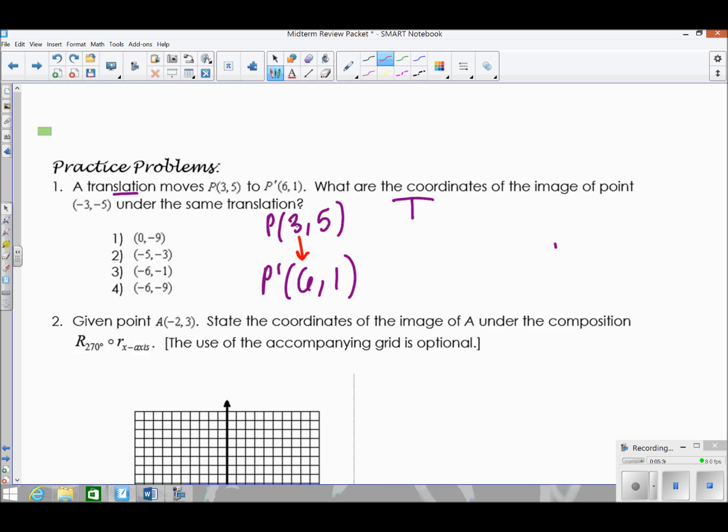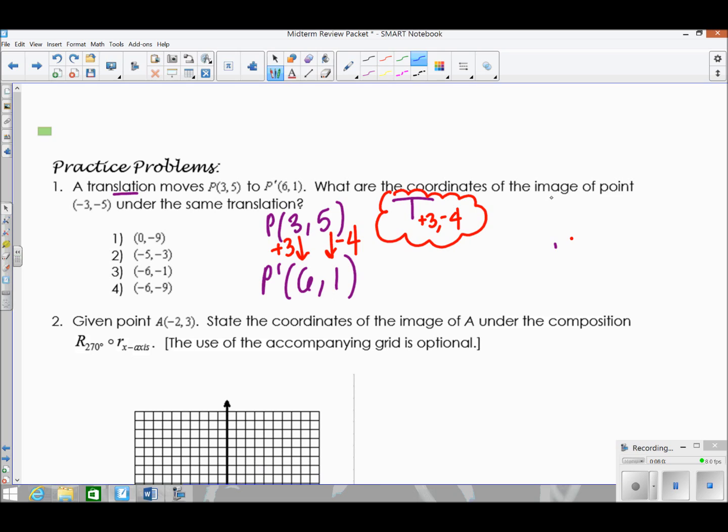So in order to go from 3 to 6, I had to add 3 to the x, which really means I moved right 3. So this is going to be plus 3. And then to get from 5 to 1, I had to subtract 4, which really means on a graph, I'm moving down 4. So this is the translation rule that this first pre-image and image point used.